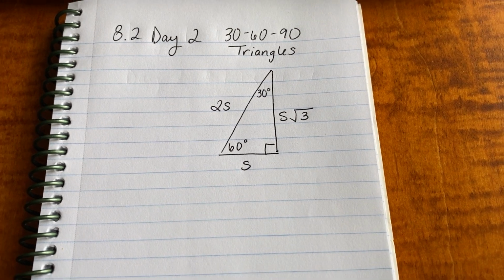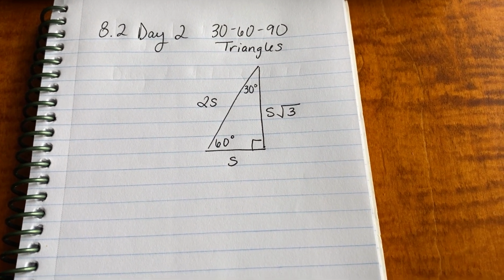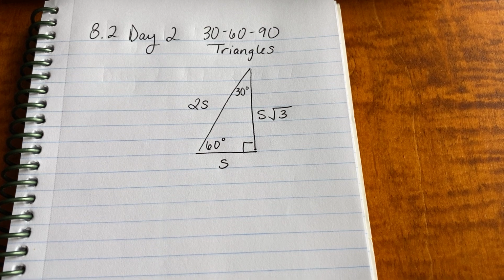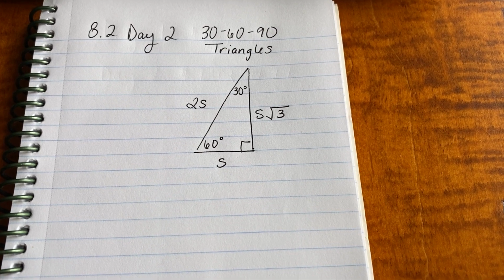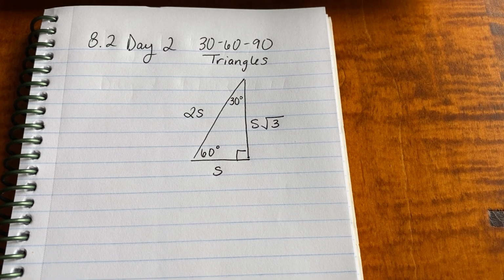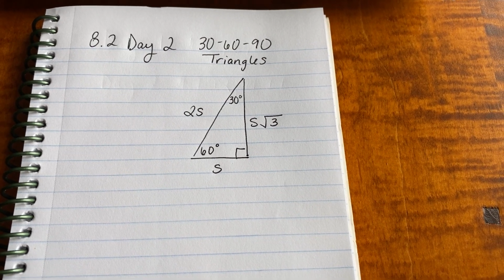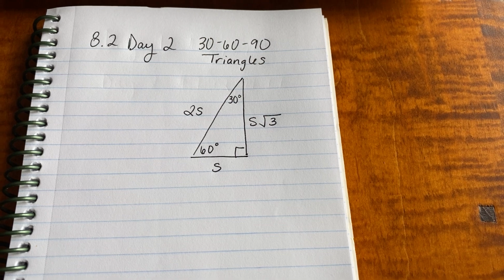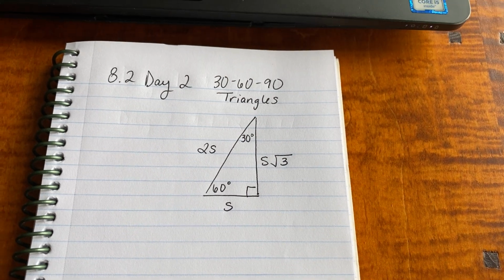Finishing up lesson 8.2 from the geometry book on special right triangles. Last week we talked a little bit about the 45, 45, 90 and how the sides of those triangles all relate to each other regardless of the lengths of them. And then today we're going to talk about the 30, 60, 90 special right triangle.